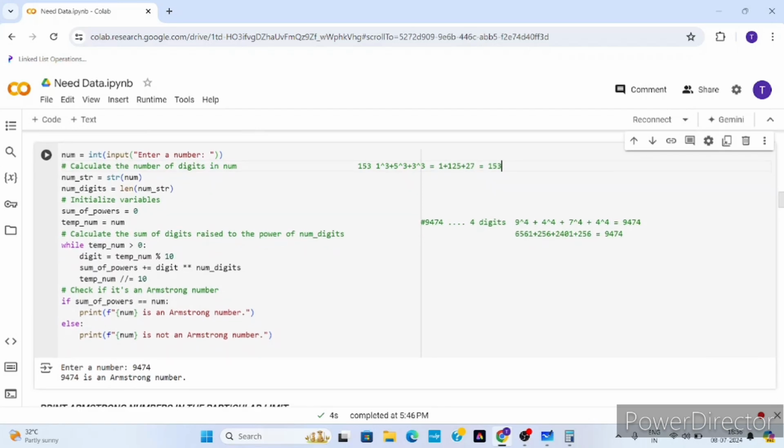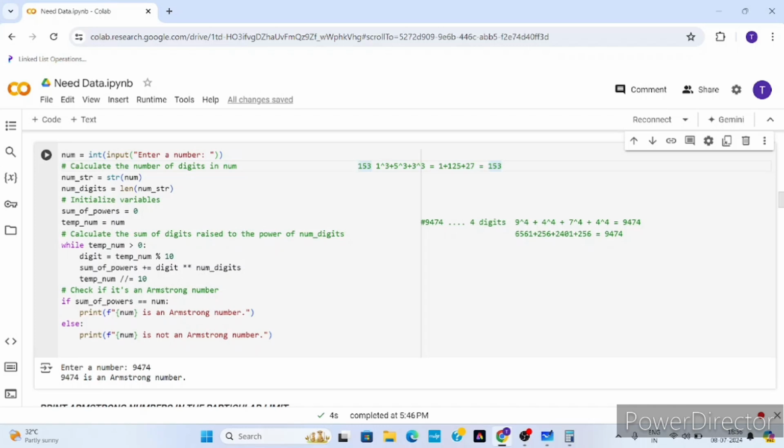That's it. Okay. Now, the code. I'm just getting the number from the user as an integer data type. I'm getting 9474. So num_str: I'm just converting this number into a string. To convert anything into another data type, you just use a method like str of num, which is converted into a string type. That's it.